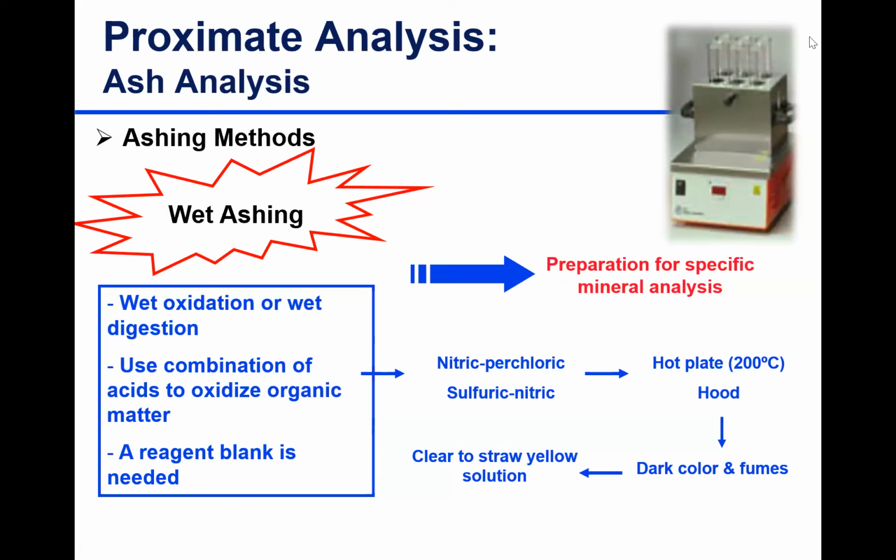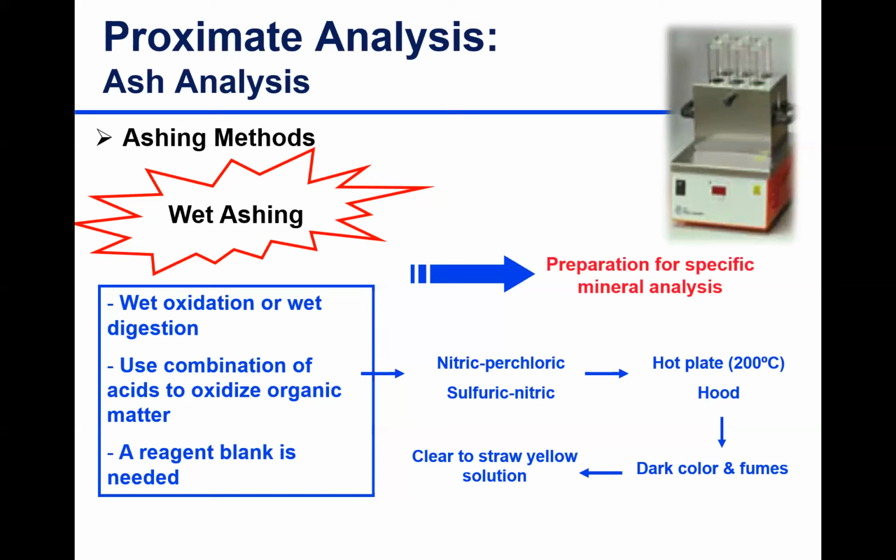You also need to have them all in a hood where once the sample are burning, you're going to see very dark black color and fumes. So you see fumes coming off and your sample slowly go from dark black burnt color to brown to light yellow, straw yellow, you call it, solution. So clear, light, straw yellow color. So that means your minerals now are soluble in the acid and all of your organic matter is burned off.